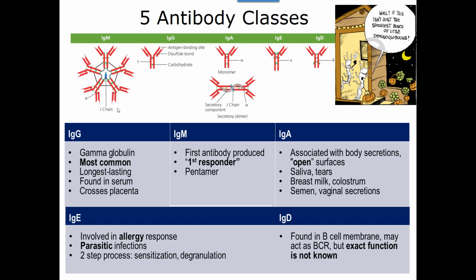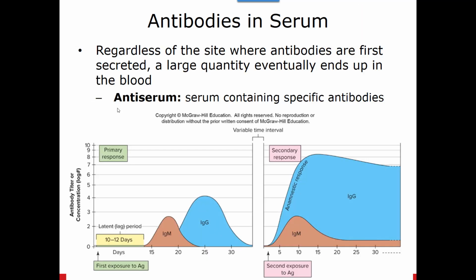Now, regardless of where the antibodies are made, a large quantity is going to end up in the blood, circulating the whole body, trying to find the foreign invader that triggered them anyways. And so when we would draw blood and look in the serum, we can find specific antibodies. It's called anti-serum. It's serum that contains specific antibodies.